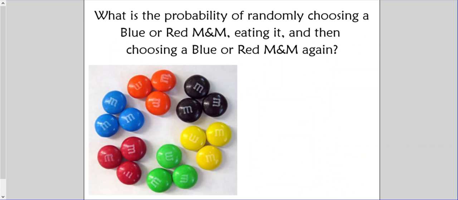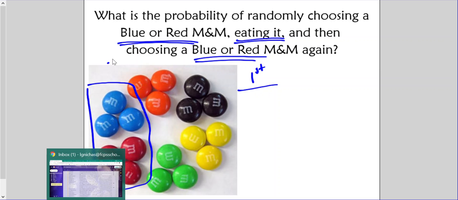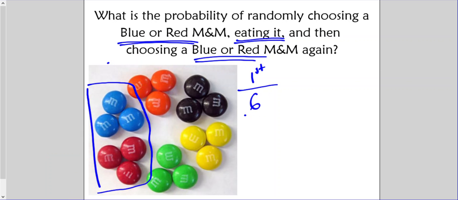What's the probability of randomly choosing a blue or red M&M, eating it, and then choosing another blue or red M&M? So I'm thinking about the first one. What's the chance that I get a blue or a red? Still, just like before, we're in the original bag. That is 6 out of 18 options.